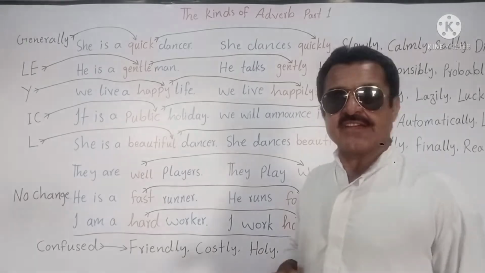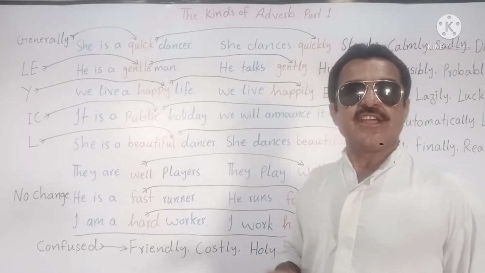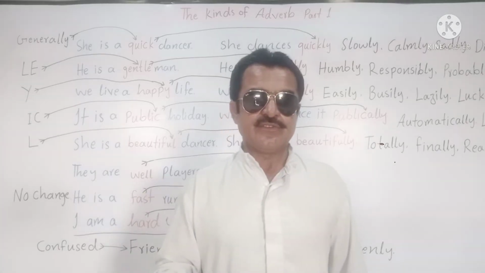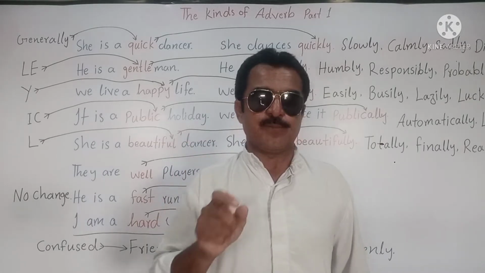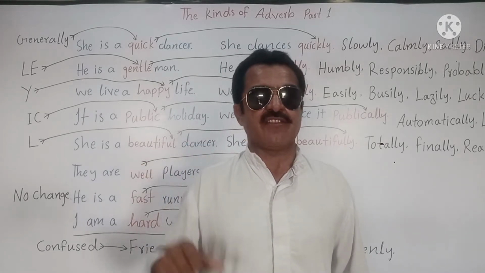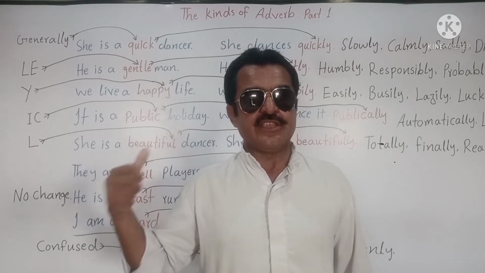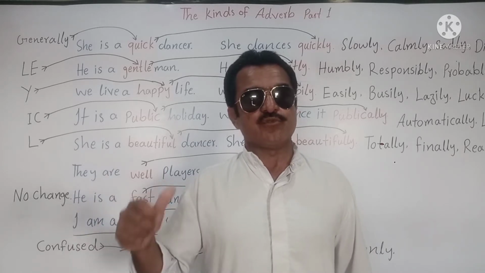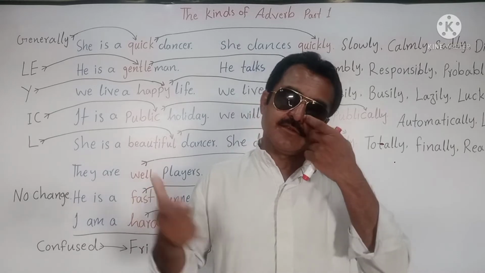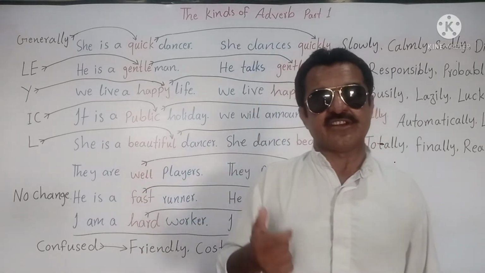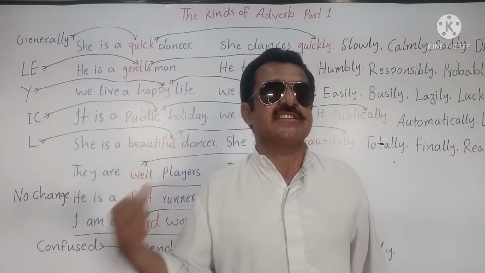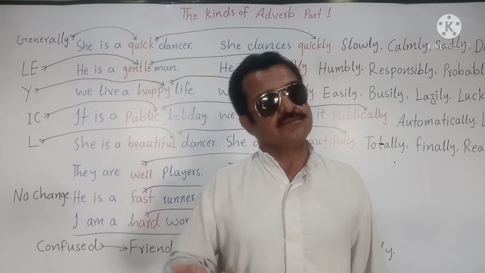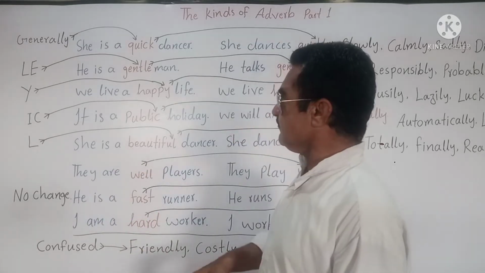The second rule is this: whenever your adjective ends with le, you have to drop that e and put only y in place of e, because l is already available there. So when that e comes after l, you have to drop that e and put in a y in place of e. That's it, your adverb is ready. Simple case, you have to change that e at the end to y.